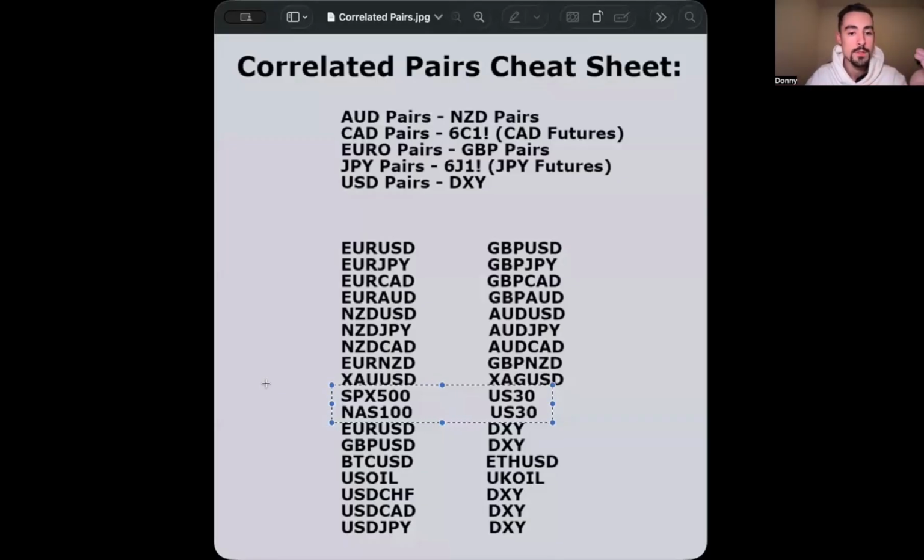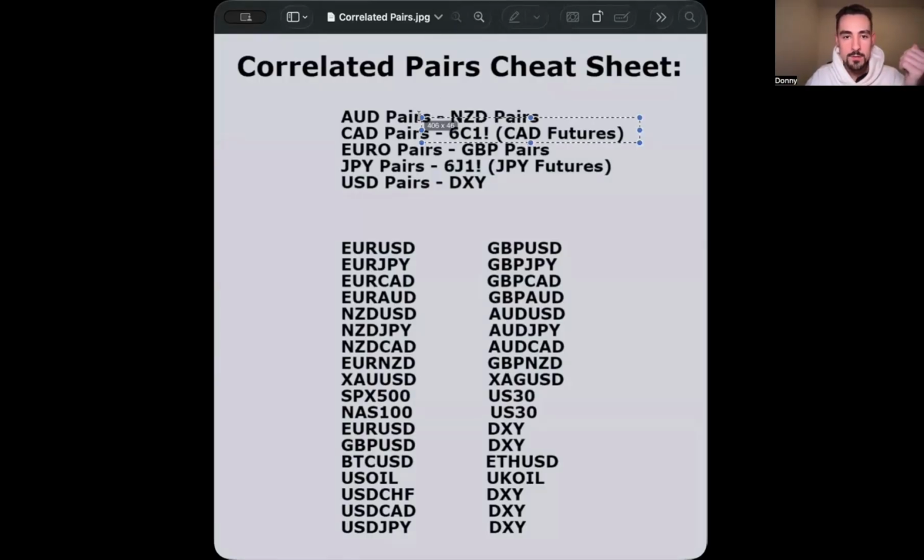Sometimes you'll have one of the three that's doing something that the other two aren't. It's very telling, and I'm going to explain how in a second, once I'm done sharing this with you guys. Then you've got DXY, which is correlating with all US dollar pairs. You can see at the top here as well. You can actually look at the DXY equivalent for all other currency pairs.